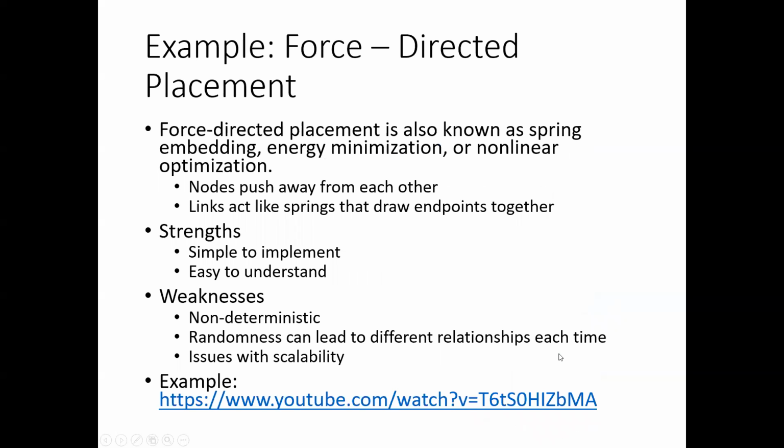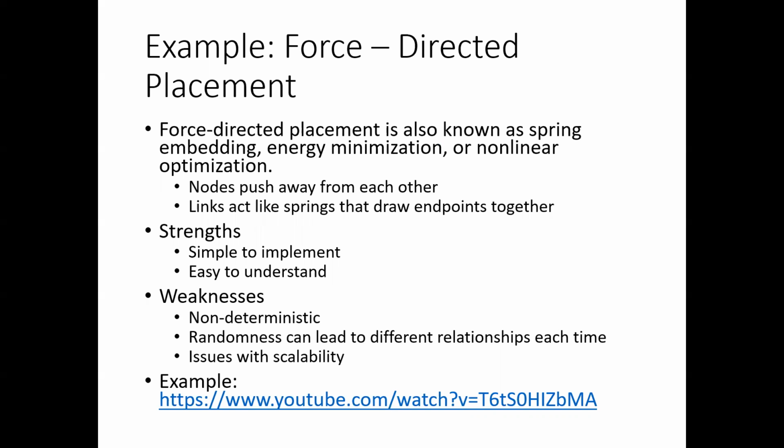Another technique is force-directed placement, and this is also known as spring embedding, energy minimization, or nonlinear optimization. So nodes have a tendency to push away from one another, but if you have a link between them, then that acts like a spring that draws those endpoints together. And so these are dynamically moving. This one's fairly simple to implement and easy to understand.